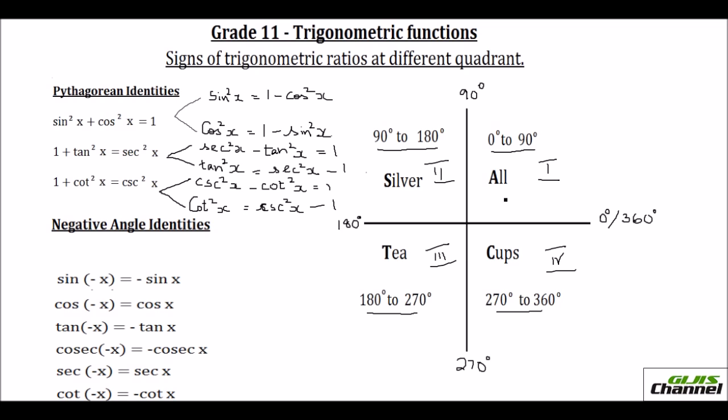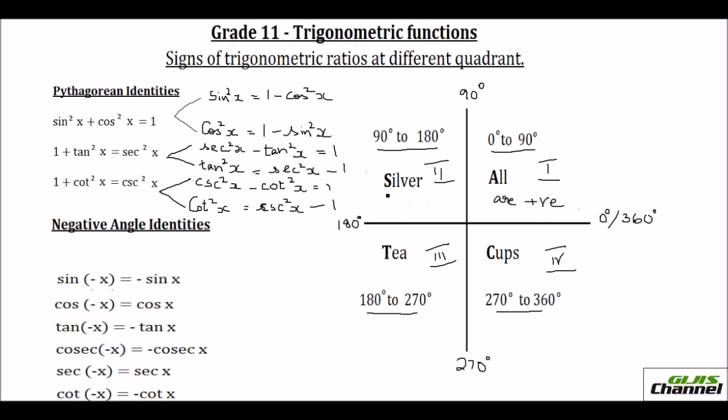Now, if you had seen my previous video, you would have known that we use the sentence "All Silver Teacups", okay? So you can just put each word in each quadrant. So "All" represents all the ratios, okay? In the first quadrant all the trigonometric ratios are positive.